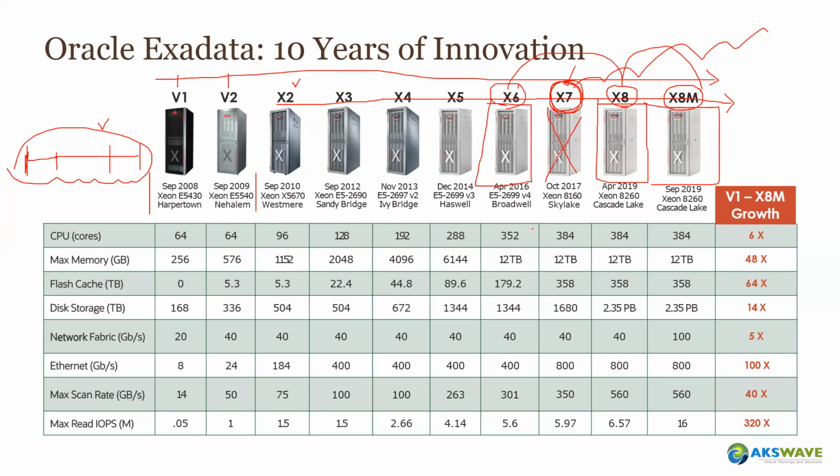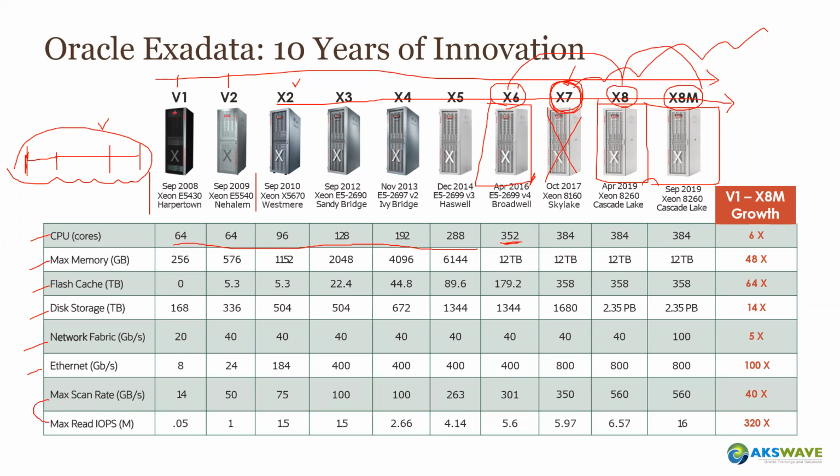Keep X7 out. You can better use X6 and X8 comparison plus X8M. This will make you understand, because this was introduced somewhere around 2016 and this we got somewhere around 2019, after 3 years nearly. What is the difference? You see all the major components like CPU, what is the maximum memory they support, flash cache, that's nothing but flash drives available, the disk storage, network fabrics, Ethernet, maximum IOs and scan rates in GBs and MBs. If you look at the CPUs, here you got 352. We don't need the older models because older obviously they will be lower. You see that? A lot of improvement happened.